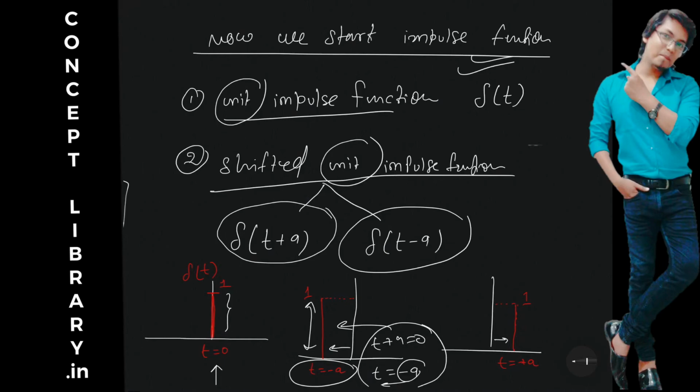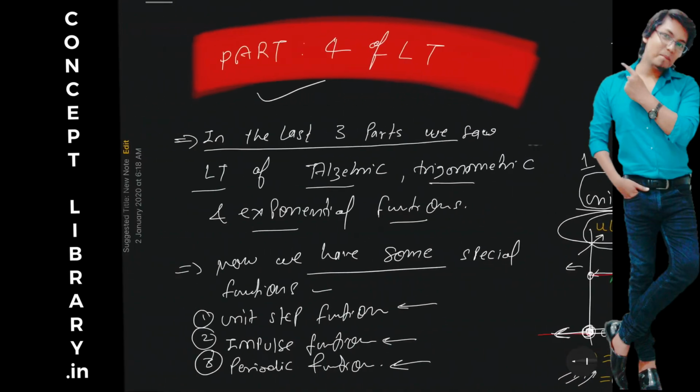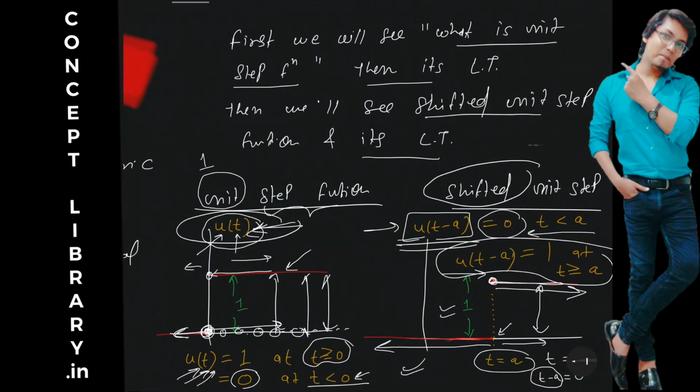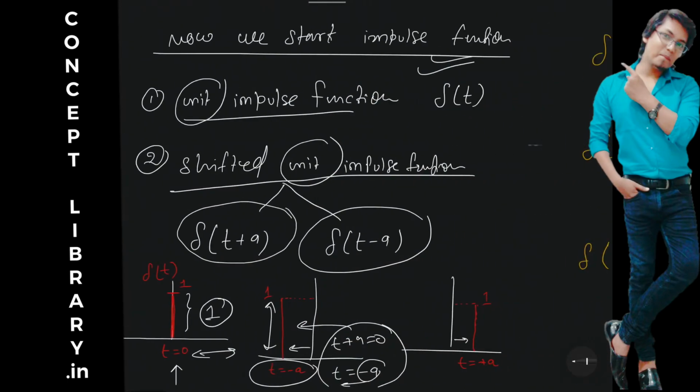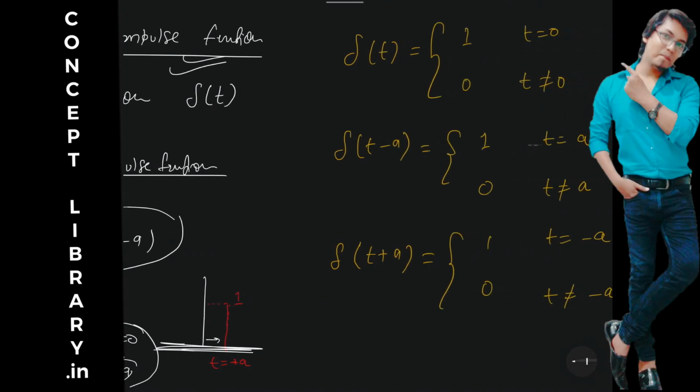So you can see here we don't have an interval to get 1. In the case of the unit step function, for the entire interval we are getting 1, but here for a particular point we are getting 1. We don't have a complete domain to get 1, in any of the three. At a particular time we have 1, fine.